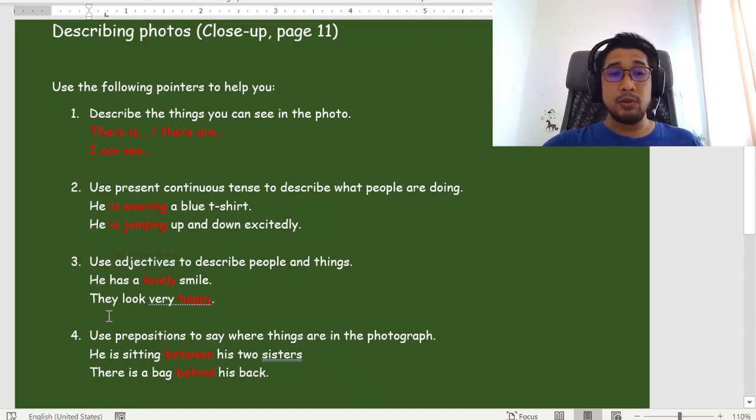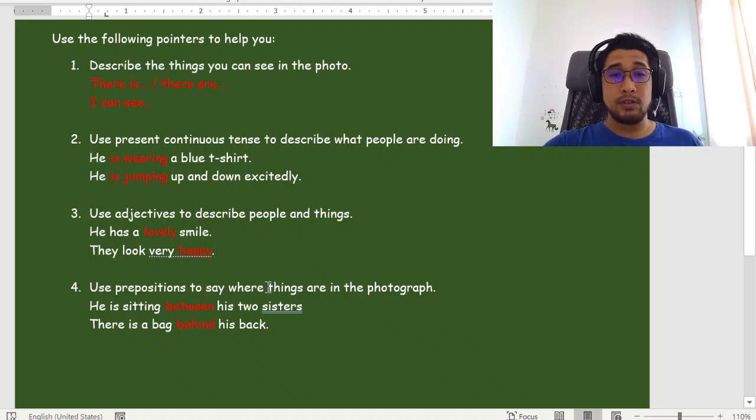And number 4, use prepositions to say where things are in the photographs. Prepositions are words that show direction, arah. So things like behind, next to, beside, between. So examples are he is sitting between his 2 sisters, or there is a bag behind his back.